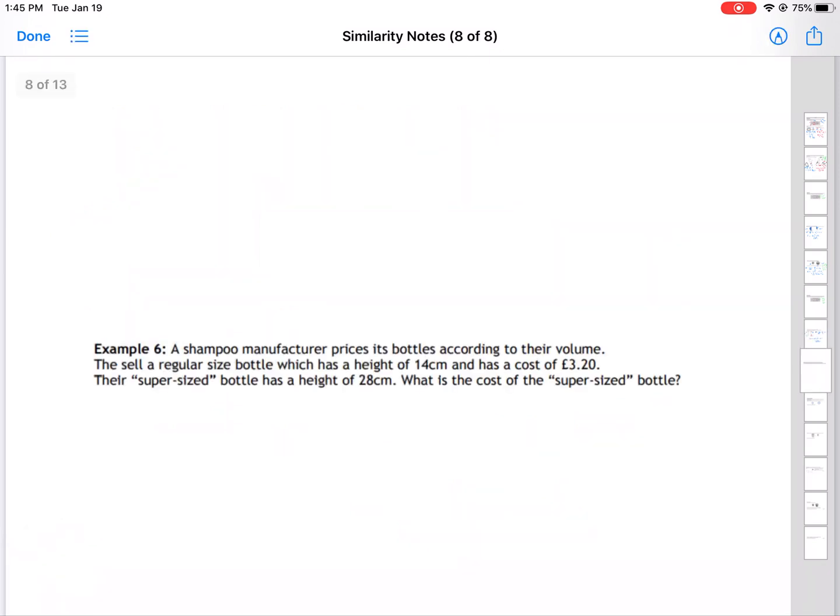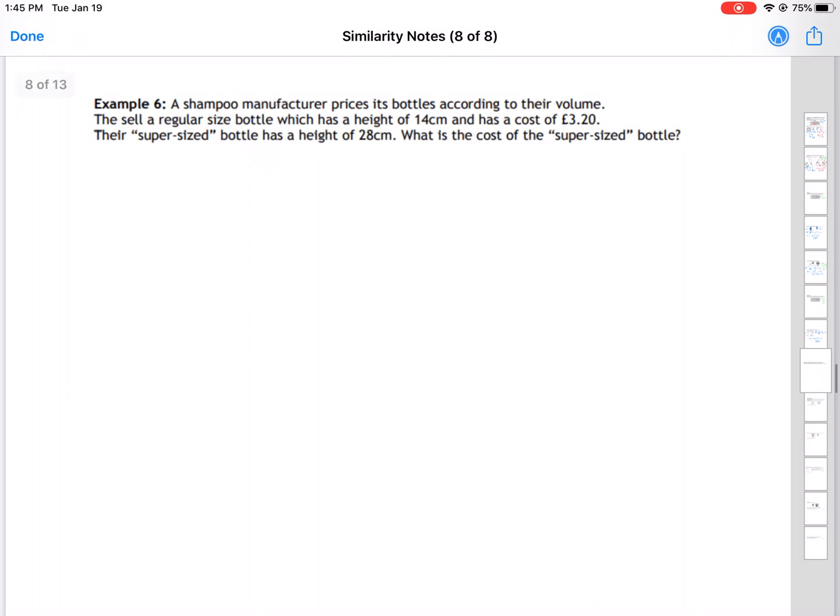Okay, one more. And this one we're not given a diagram, so I'm going to draw out the diagram based on what I'm told in the question. So a shampoo manufacturer says that they have got 2 bottles, and the prices are according to their volume. So the question here includes the word volume, so that might be something that we are considering.